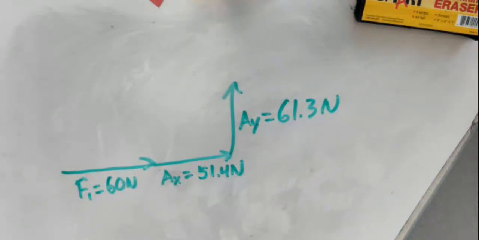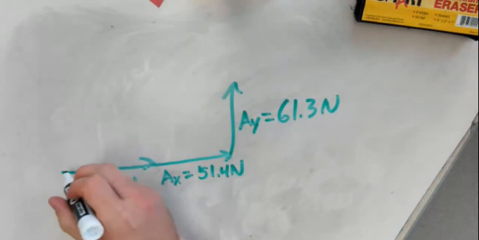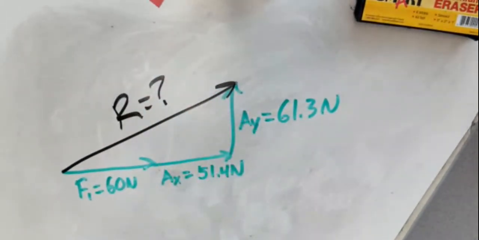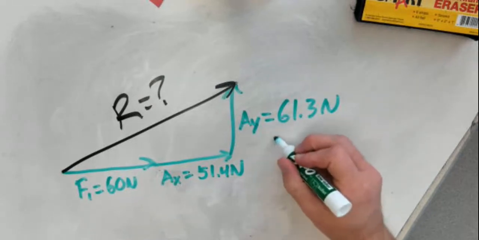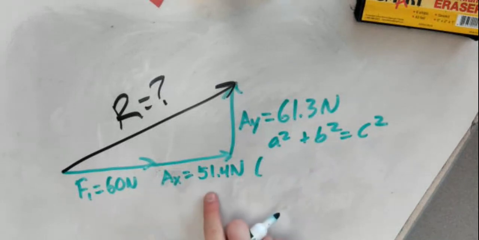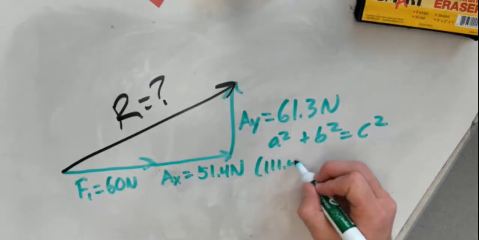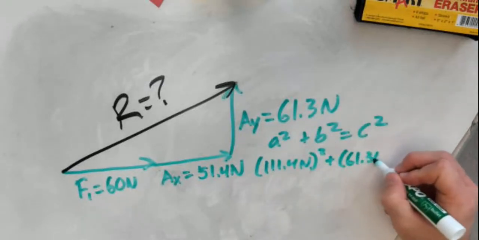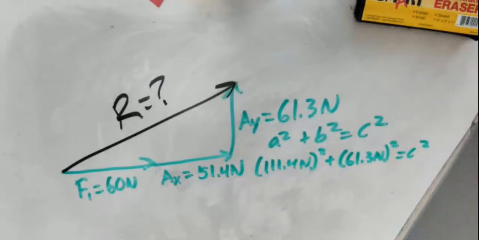To find our resultant, we just draw it in, because we've already lined the vectors up tip to tail. So this is R, and we need to solve for it. To do this, we use A squared plus B squared equals C squared. A is 60 plus 51.4, so A is 111.4 newtons, squared, plus B, which is 61.3 newtons, squared, equals C squared. So we'll do this: 111.4 squared plus 61.3 squared.